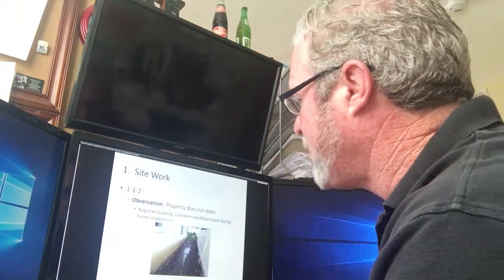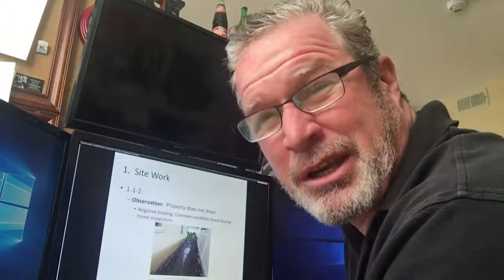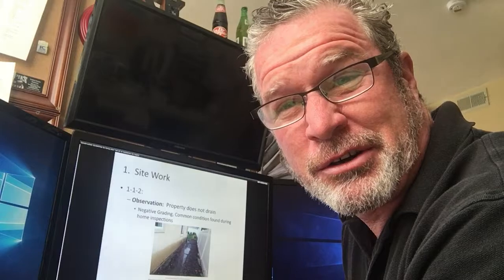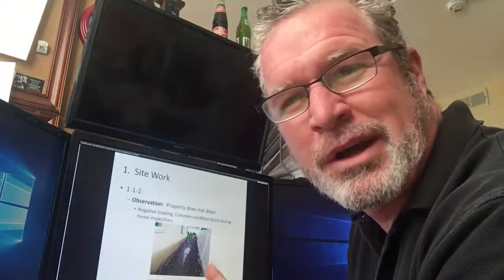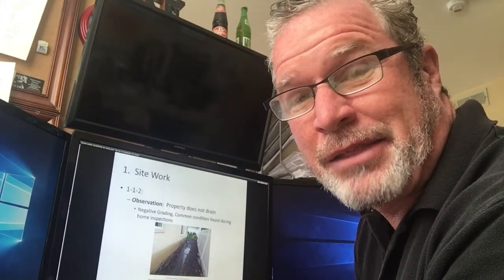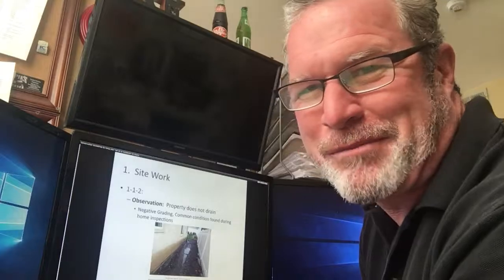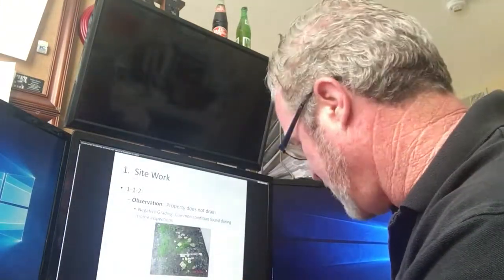We talk about property that does not drain, negative grading. It's obviously a common condition that many inspectors find during their inspections. You see water that's just holding next to the house, or they've just got dirt that's sloped towards the house. The idea is that that's not the idea. You should be sloped away from the house. So we're going to talk about that and then what obviously needs to be done about that.